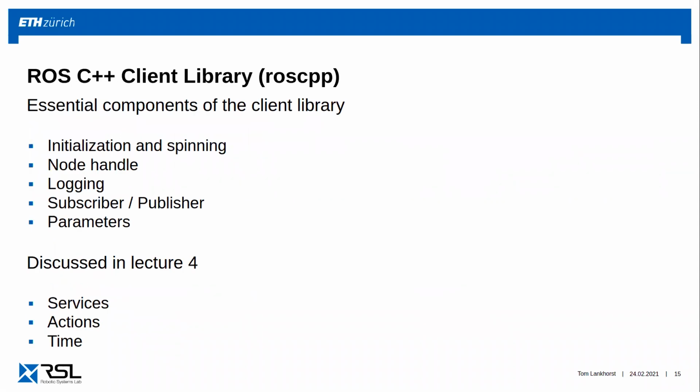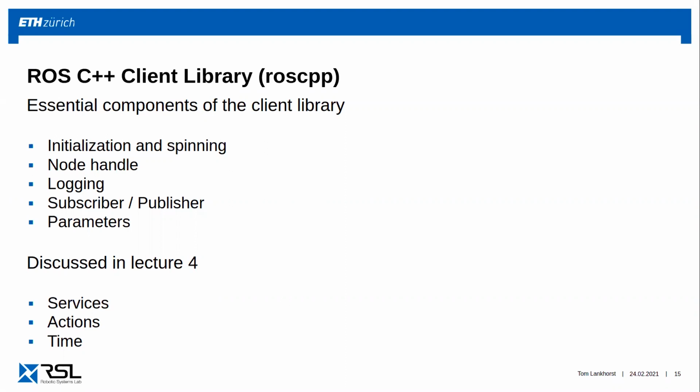Now it's time to talk about actual C++ programming in ROS. And that C++ programming is done with the help of the ROS C++ client library, also called ROS CPP. The ROS CPP library contains essential components to communicate with the ROS network. We will discuss these components in the following slides.